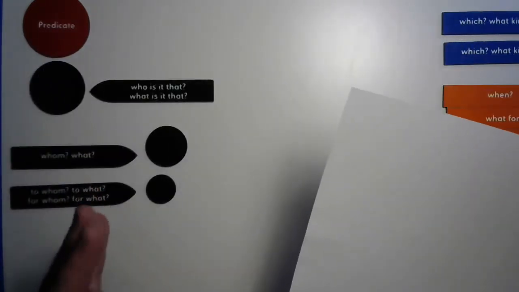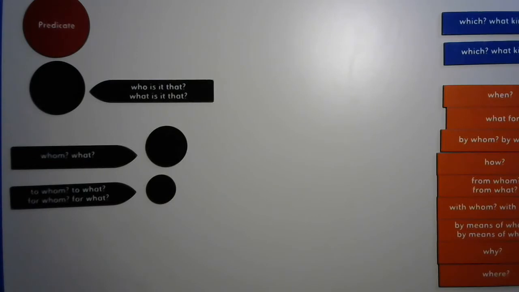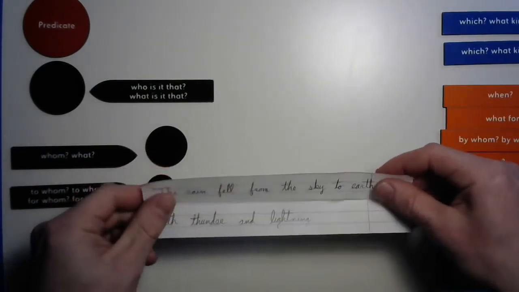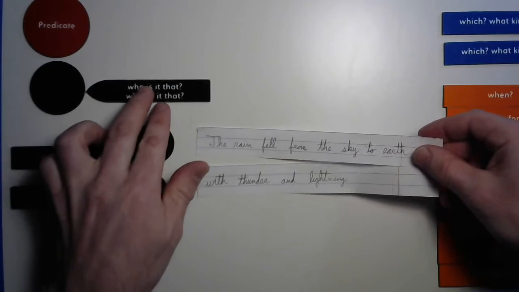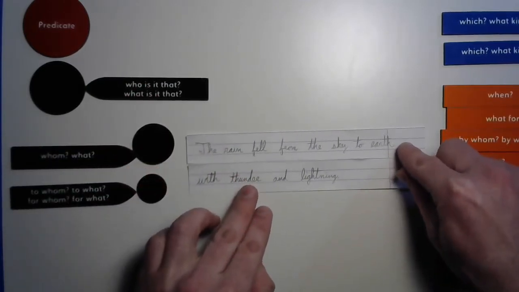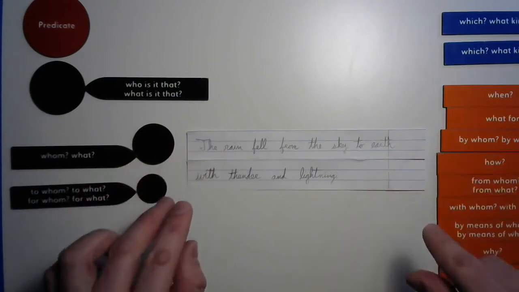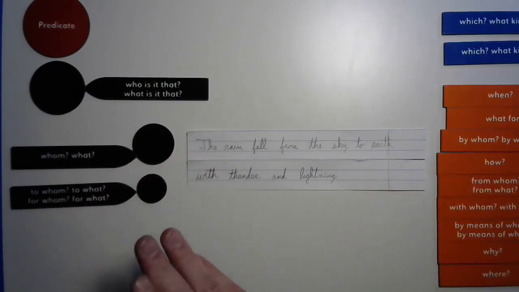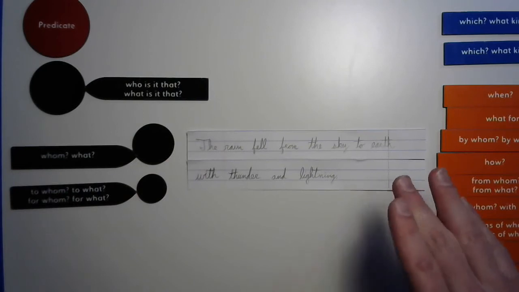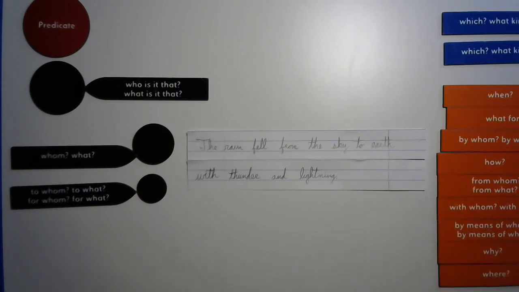Because today, when we analyze this sentence, we're also going to draw it. I know, that sounds sort of weird, but we're going to totally do it. So, here is a sentence, and you'll find lots of good example sentences on the drive, but you might also be able to find some in your own books as well. This sentence says, "The rain fell from the sky to earth with thunder and lightning."